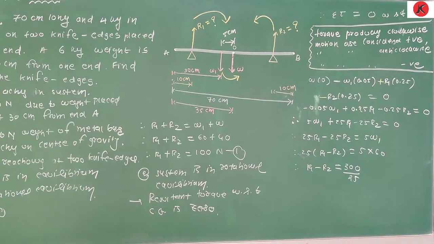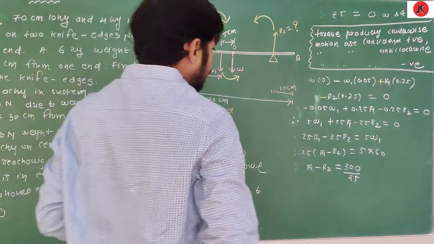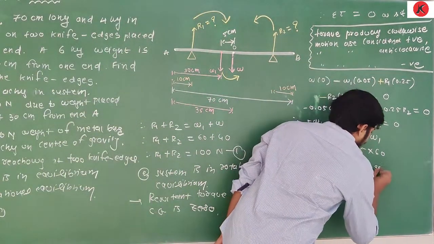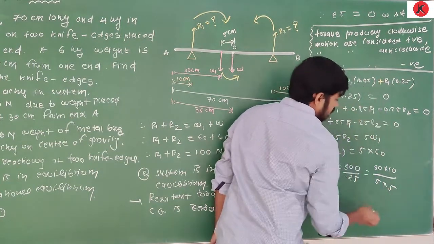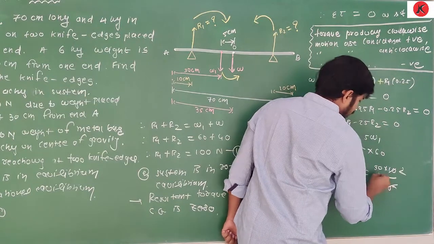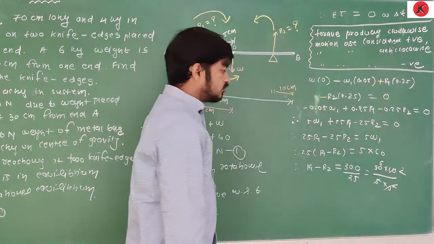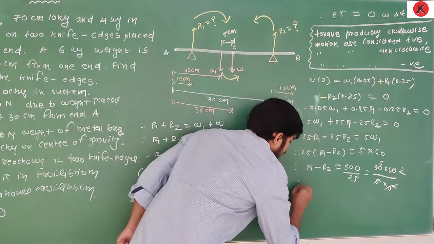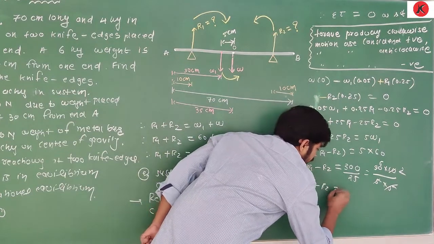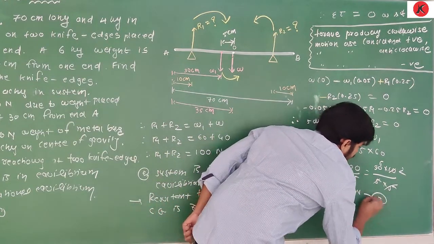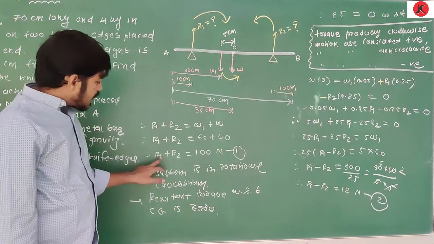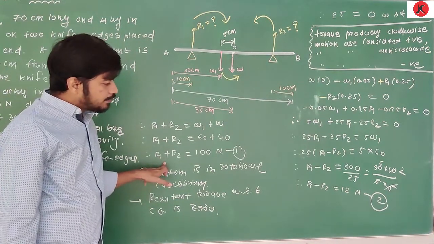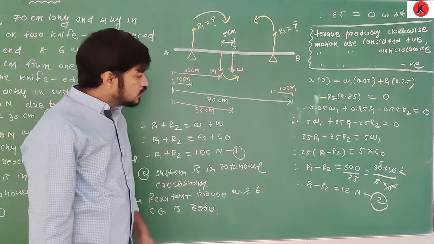Now how to solve this without a calculator? 300 means it is 30 into 10, divided by 5 into 5. 5 into 2, 5 into 6. So 6 into 2 is, I think, 12. So therefore R1 minus R2 is equal to 12 Newton. Now you have two equations: R1 plus R2 is equal to 100 Newton and R1 minus R2 is equal to 12 Newton.